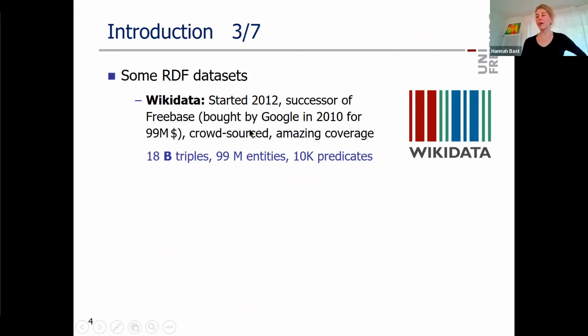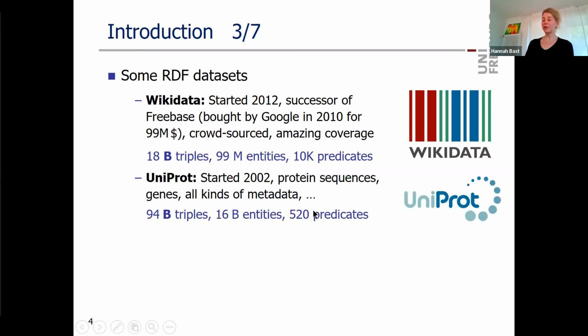Here are some RDF data sets. So one, maybe the most used one, is Wikidata. This was the successor of Freebase, the knowledge graph which Google bought in 2010, which since then has been integrated into the search engine. They bought it essentially for nothing back then. Wikidata has 18 billion triples, so not million, billion. And as we will see in a second, that's quite a lot and not so easy to handle.